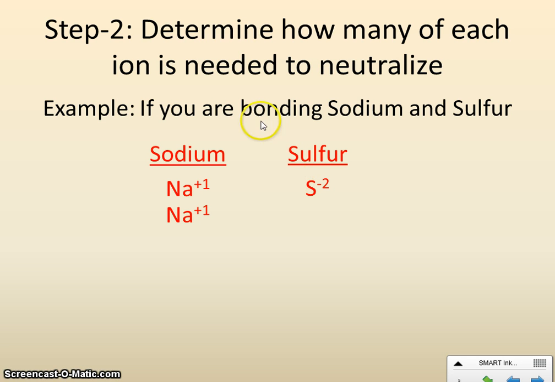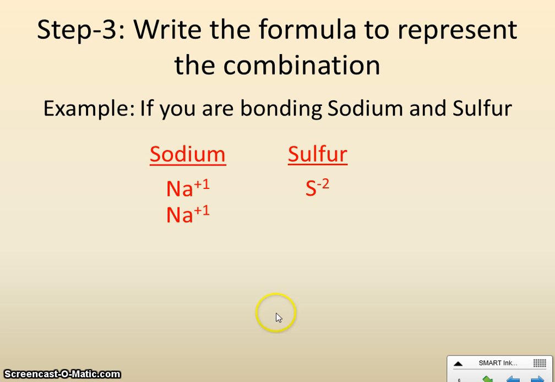So now we know, okay, we've taken care of step 2. We know how many ions of each are needed to neutralize. We know we need 2 of these and 1 of these. So we can move on to step 3. Step 3 is just to finally write that formula.